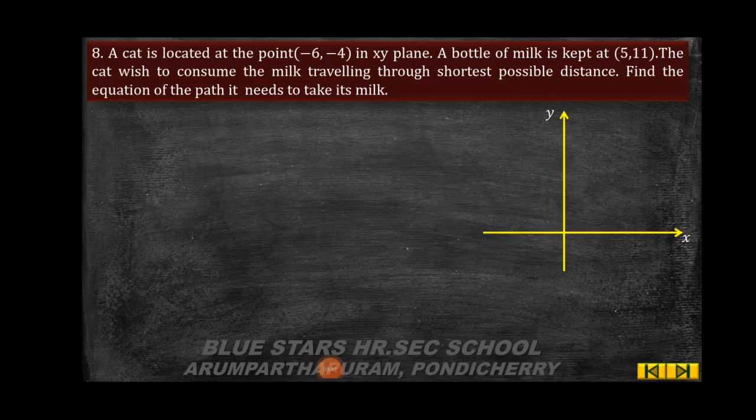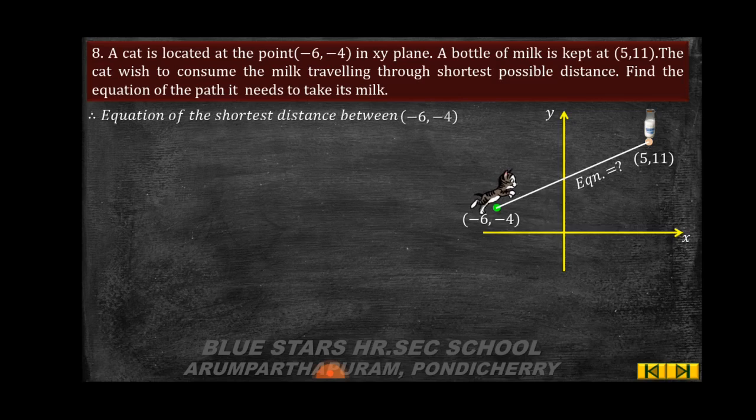We are taking a graph with x and y axes. The cat is located at the point minus 6, minus 4. And the milk is in the xy plane, its coordinate is 5, 11. Just draw one line from the cat to the milk. You have to find the equation of the line. So the equation of the shortest distance between minus 6, minus 4 and 5, 11.